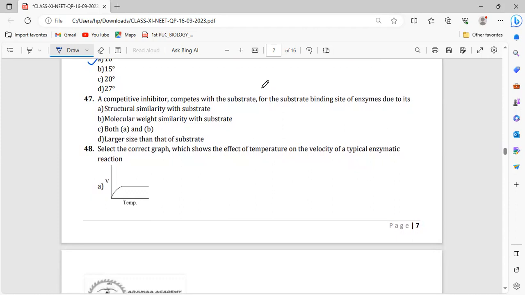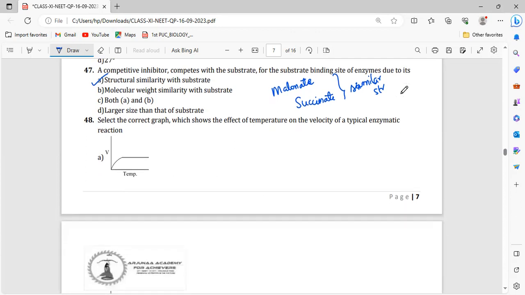Then 47. A competitive inhibitor competes with a substrate for the substrate binding site of the enzyme due to it. So why will the competitive inhibitor compete with the substrate? Because they have structural similarity. We know malonate and succinate, these two are analogs. Analogs means they have similar structure. Because of their similar structure, they will compete for the active site of the enzyme.